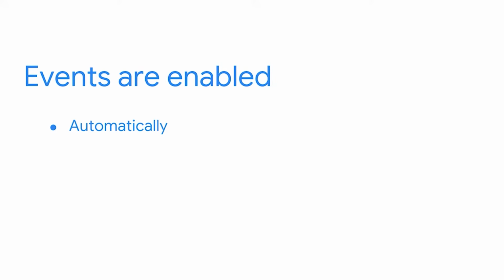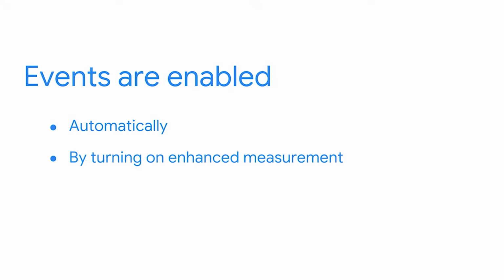Other events can be enabled by turning on the enhanced measurement feature. Examples of enhanced metrics are page view, when a page loads, file download, when a user clicks a link to a file, and view search results, when a user performs a search on a site.